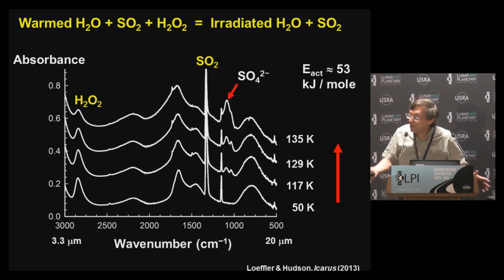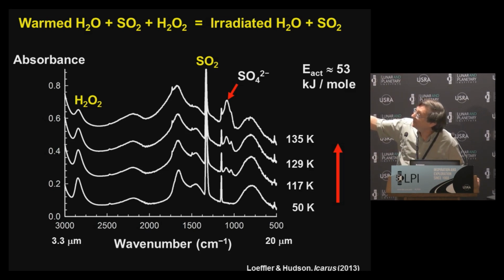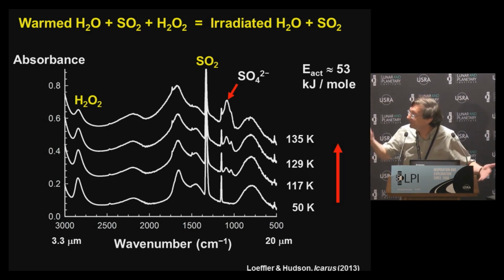In the radiation Europa experiment, what happens is Europa makes the H2O2, but you can simulate this. You can sort of cheat and add it in. And when you add it in yourself, you can actually watch the conversion over to the sulfate. So warming of this thing here is the same thing as irradiating this thing here. And the activation energy, which I learned this morning, is called EA. I never heard that expression, EA. Activation energy, 53 kilojoules per mole, which is sort of a standard, run-of-the-mill activation energy. Nothing very surprising about it.